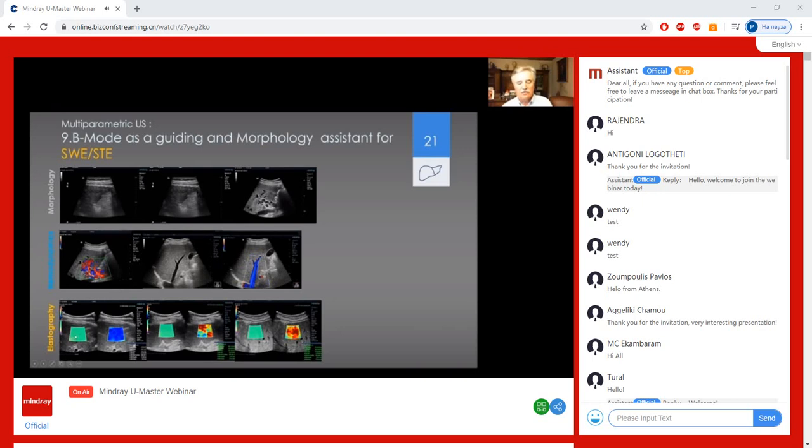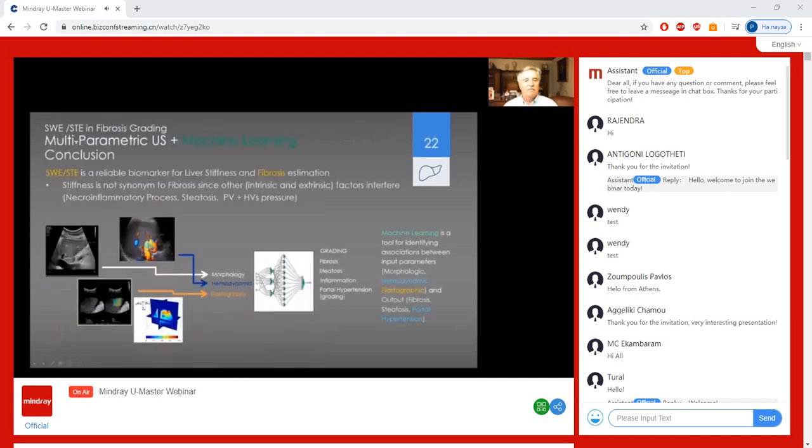Of course, the cornerstone of fibrotic content grading is elastography, passing from normal measurements to fibrotic, and finally to cirrhotic liver measurements. Multiparametric ultrasound through machine learning is the tool that we propose in order to conclude this presentation.